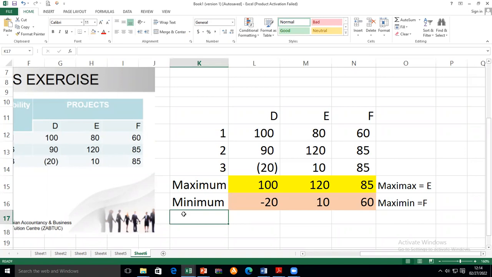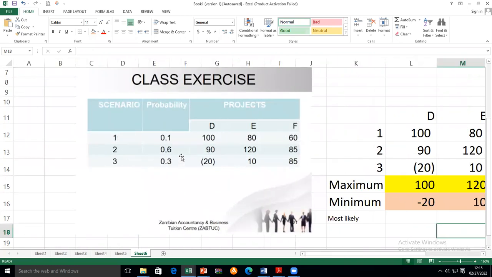What of those who go for an average, or most likely? Most likely are the ones who use expected values, the EVs. So those who need probabilities, where are the probabilities? The probabilities are given here: 0.1, 0.6, and 0.3.